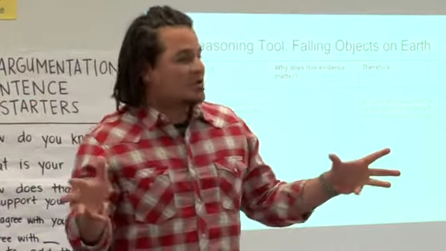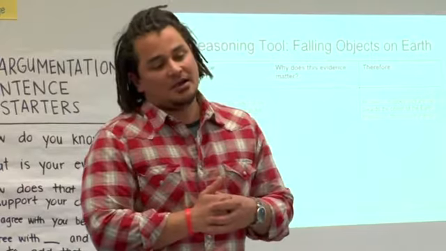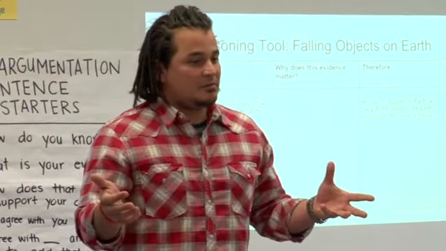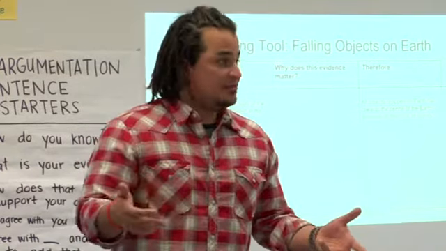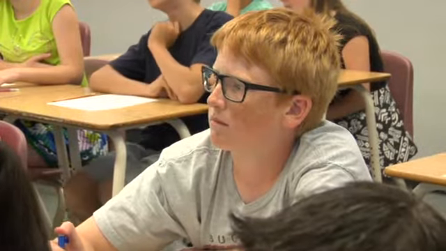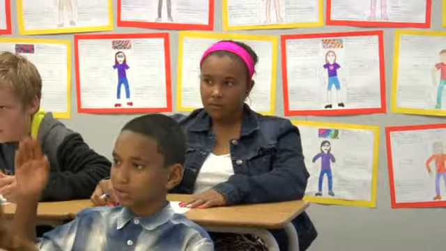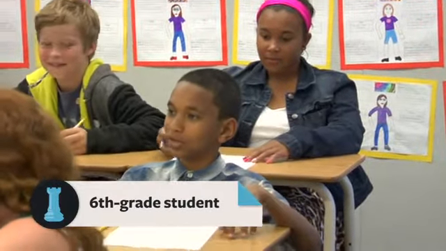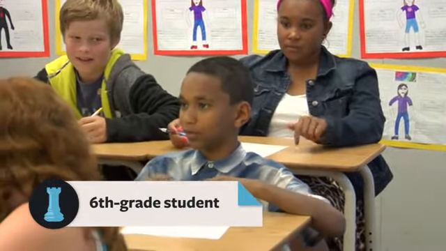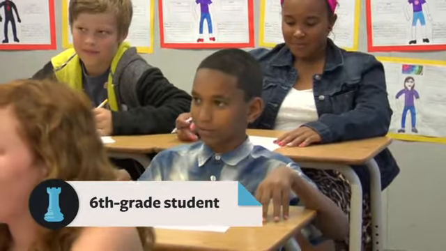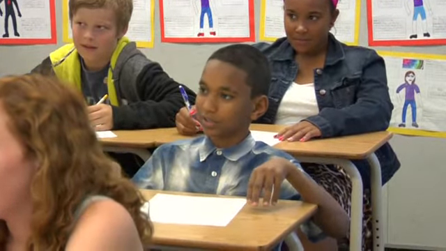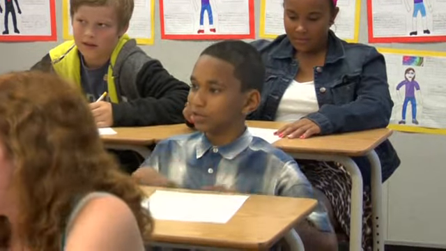As we finish up writing about gravity, would anybody be willing to explain whether or not the reasoning tool was helpful as they constructed a written argument about gravity? Abu? It gave me two points to work from, like two islands. I could just build a bridge from both of them. The first island was the evidence, the second island was the claim, and the bridge in between was the reasoning.